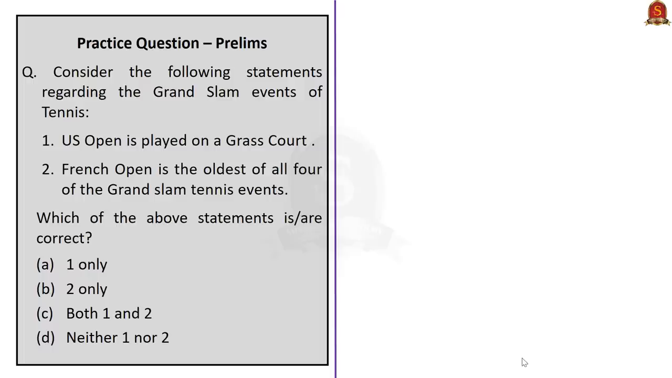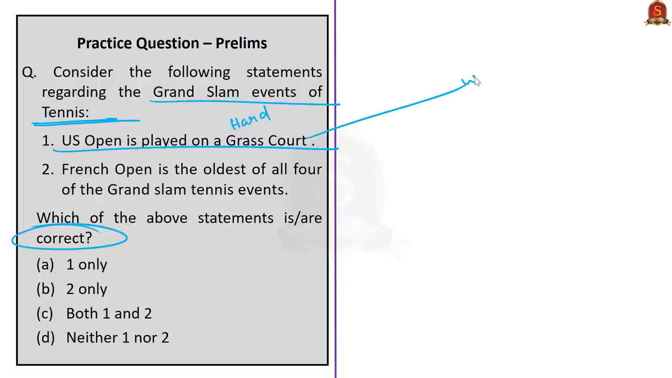This question is with reference to Grand Slam events of tennis. Two statements are given. Which of the above statements are correct? US Open is played on a grass court. Then French Open is the oldest of all four of the Grand Slam tennis events. Both the statements are incorrect. See, US Open is played on hard court. It is Wimbledon which is played on a grass court. And it is Wimbledon which is the oldest of all the four of the Grand Slam tennis events. Because it was started in 1877. French Open was started in 1891 only. So both the statements are incorrect. Correct answer is option D, neither one nor two.